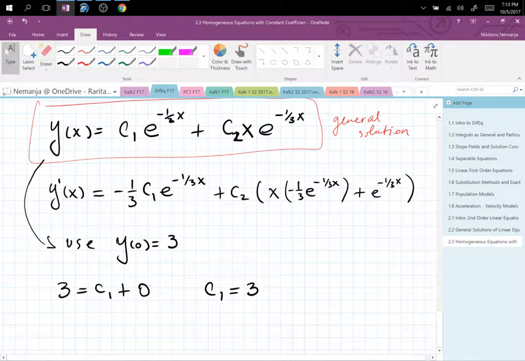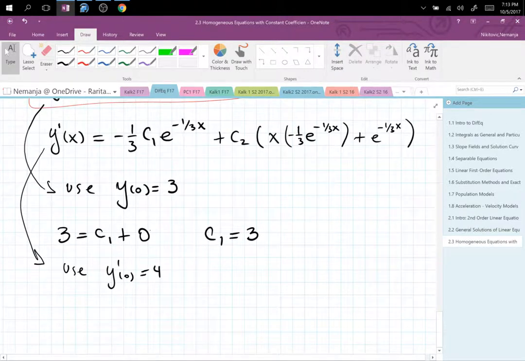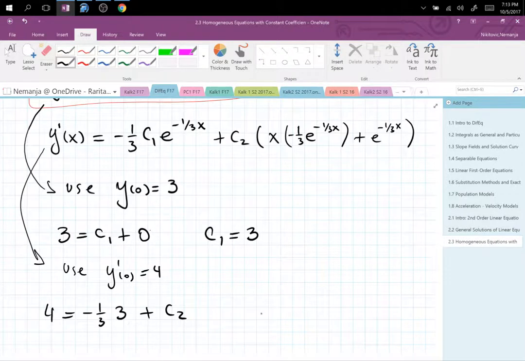Nice. And now, from here, use y prime of 0 is equal to 4, and you calculate C2. So 4 is equal to negative 1/3. You know C1 is 3, so times 3. And then e to the 0 is 1, so we don't have to do anything there. Plus C2, which you don't know. But over here, this dies because x is equal to 0, so it's just times 1. So that's it. And you have negative 1 there, so C2 is 5.